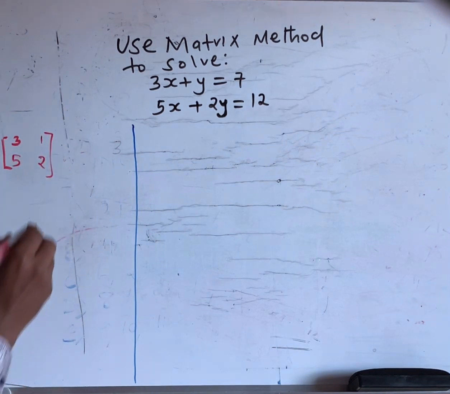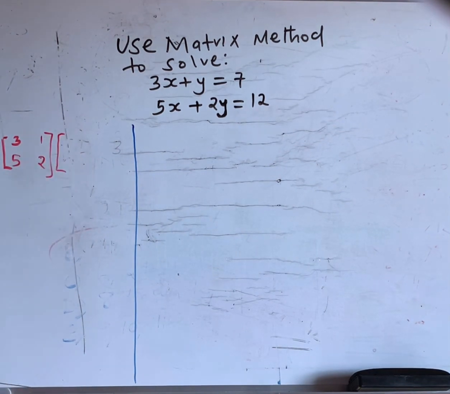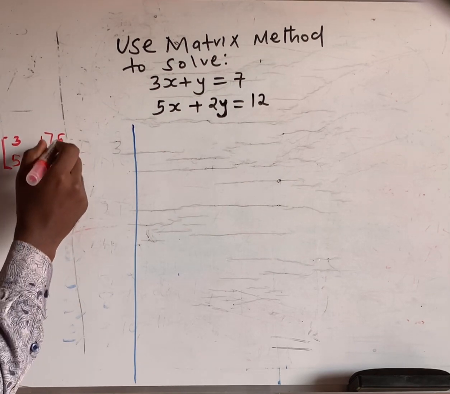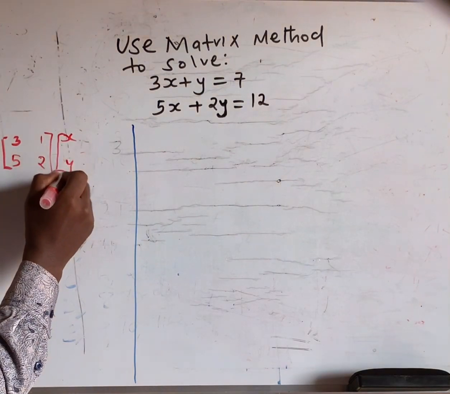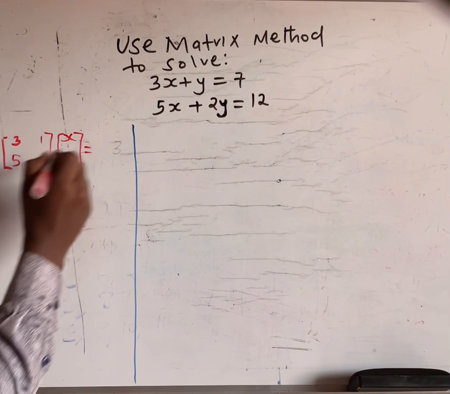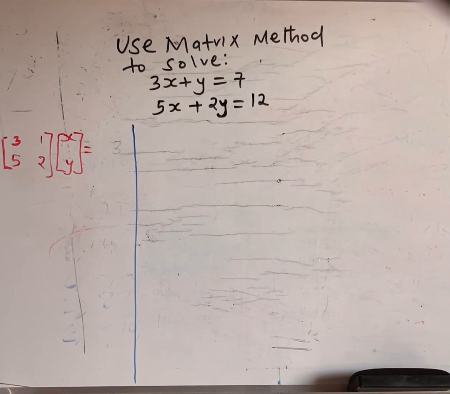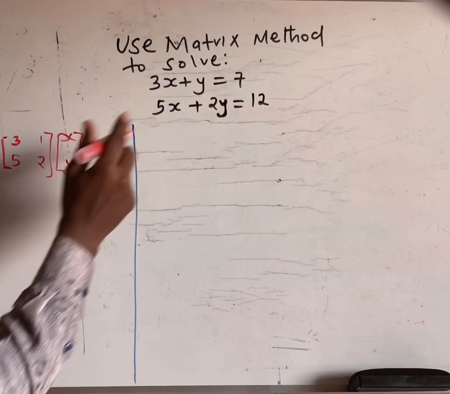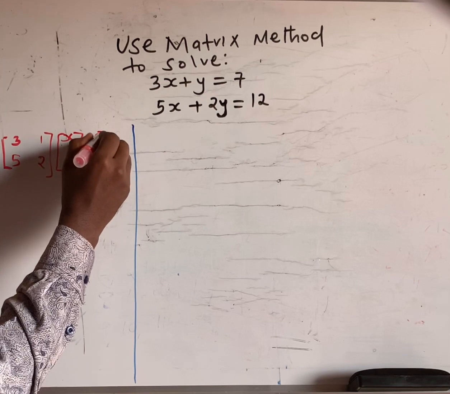second equation, multiplied by the unknown matrix for the letters x and y, and it should be in form of a column matrix. This will be equal to the constant matrix, which is 7 and 12. We also write it in form of column matrix.